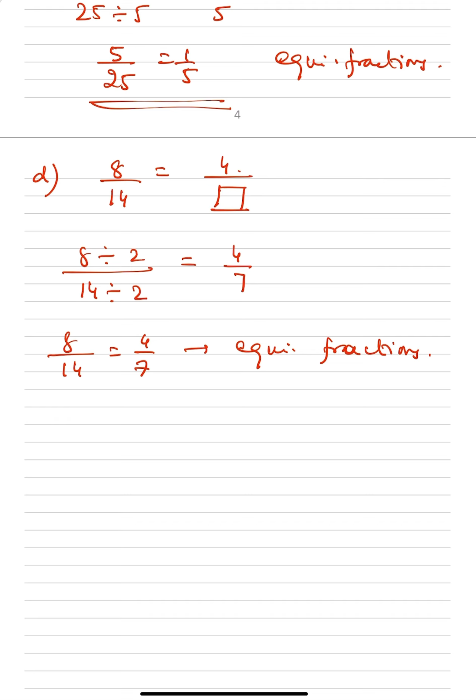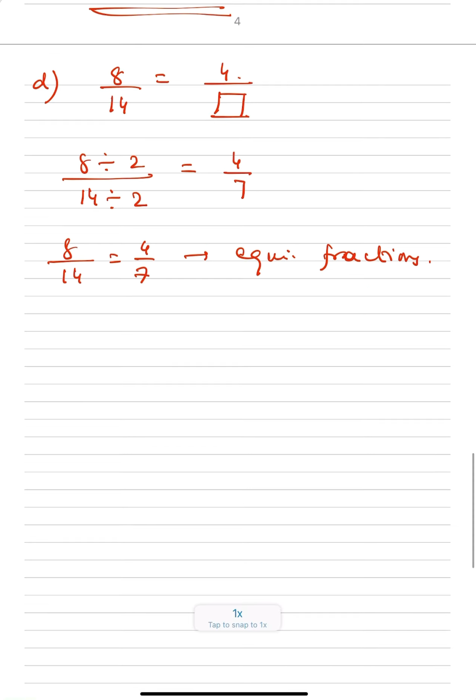Correct? Now, this way you have to do sums of equivalent fractions. They can also ask you to give 3 equivalent fractions, give 2 equivalent fractions. They can ask like that also. Correct? So different kinds of sums they can ask, and we have to use the same method.